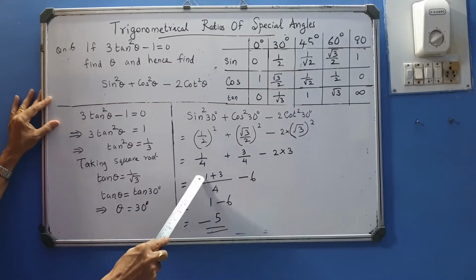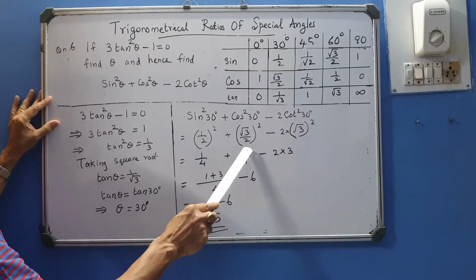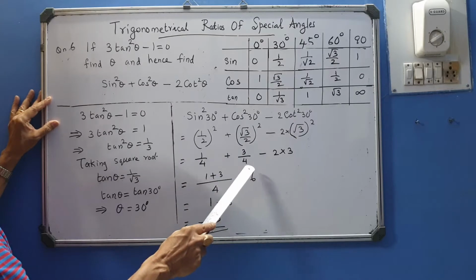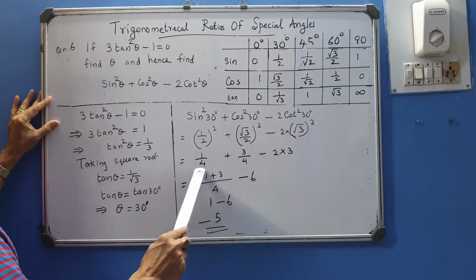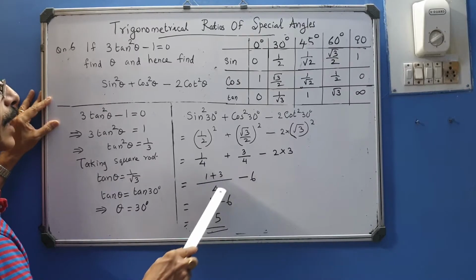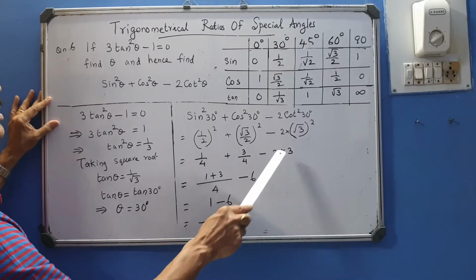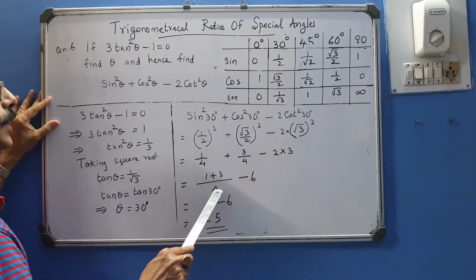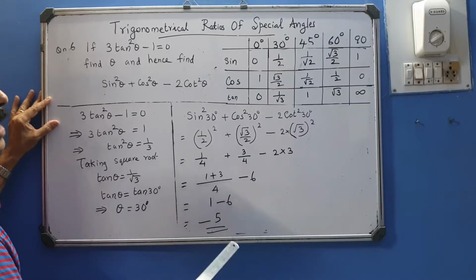Half squared is 1 upon 4, plus root 3 by 2 the whole square is 3 by 4, minus 2 into 3. Take the LCM of the fractions. 4 and 4, the LCM is 4, so it becomes 1 plus 3 minus 2 into 3, which is 6. 1 plus 3 is 4, 4 by 4 is 1, 1 minus 6 which is minus 5.